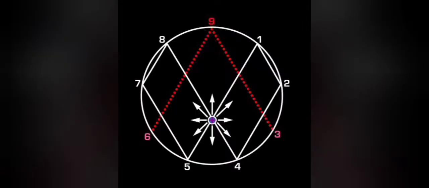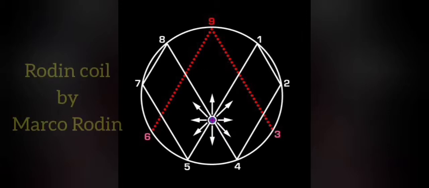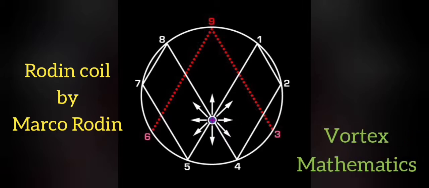This is a two-dimensional rendition of something called a Rodin coil. It's named after its inventor, Marko Rodin, who discovered what's known as Vortex Mathematics. Vortex Math is an in-depth subject that I'm not going to go into right now, but I'll just touch on it by saying it's one of the foundations of my understanding of how things work. It's also believed to be the basis of many of Nikola Tesla's theories.